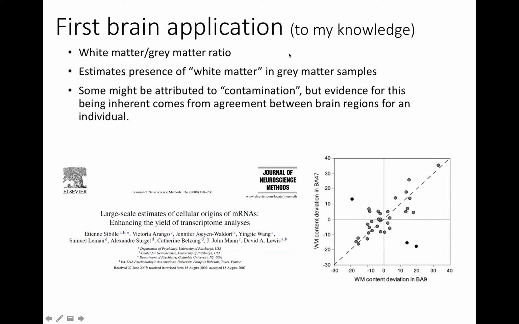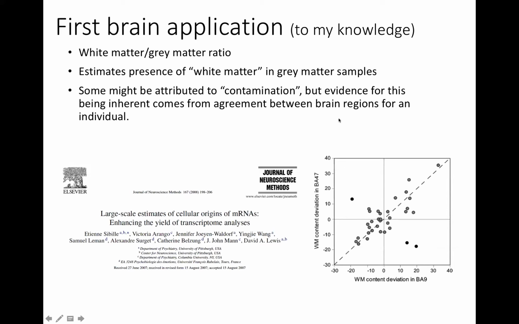So what they did is they took white matter from human brains that they were also measuring cortical gray matter expression profiles for, and looked at how similar the white matter expression patterns were to the gray matter samples, so they could get this sort of ratio. So this is estimating the presence of transcripts that look like they come from white matter and gray matter, and they attribute some of this to possible contamination, that when you dissect, maybe you get a little bit of white matter by accident.